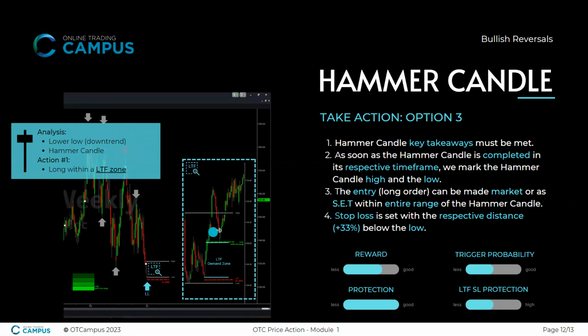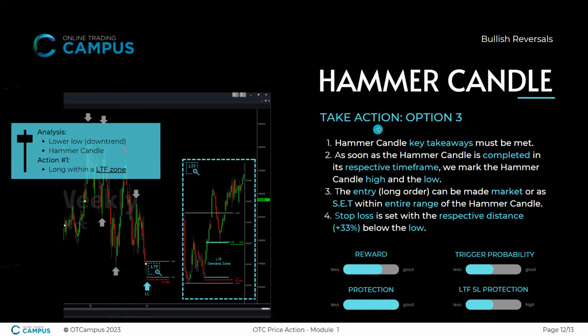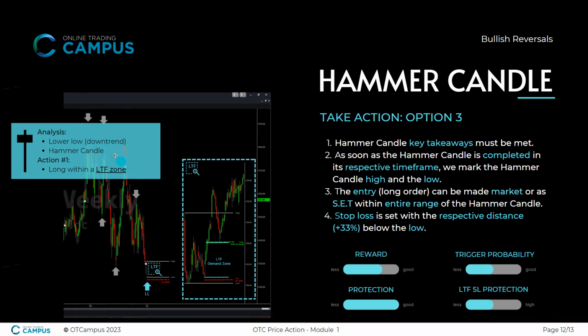Yes, let's go into the chart. Give me a second. Okay, I had to remove this one here. Good. The hammer candle, option number 3. Analyze. It is the same here, and please look only at this one. Okay, first we are still in a downtrend, and again in a lower low we create a hammer candle, and here the action is long within a lower time frame zone.